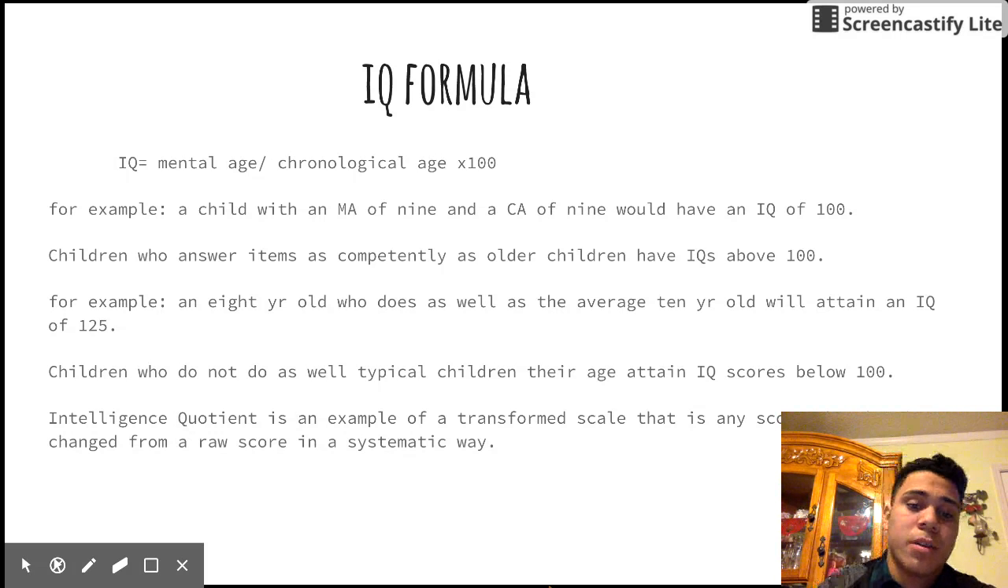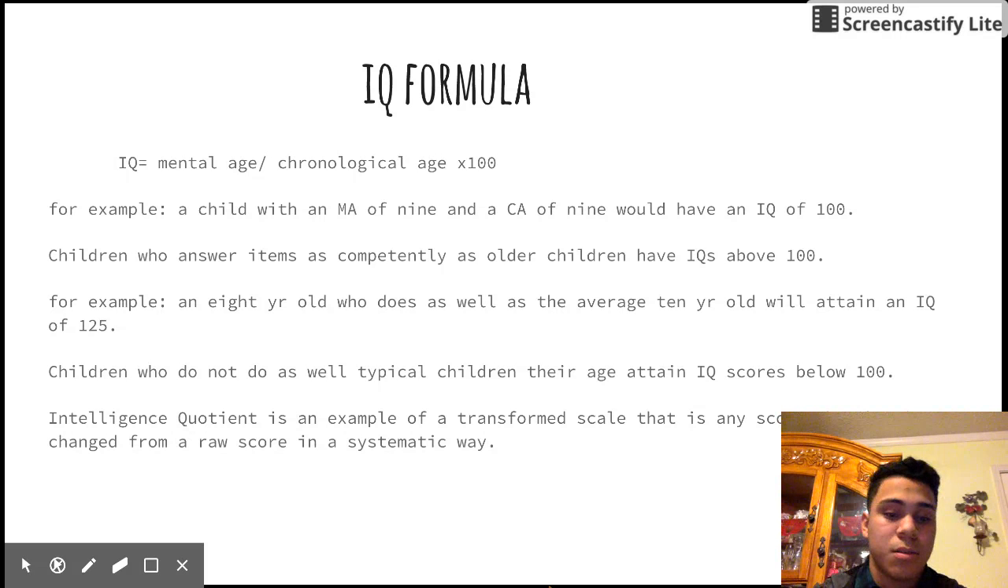Children who answer items as completely as older children have IQs above 100. For example, an 8-year-old who does as well as the average 10-year-old will attain an IQ of 125. Children who do not do as well as typical children their age attain IQ scores below 100.